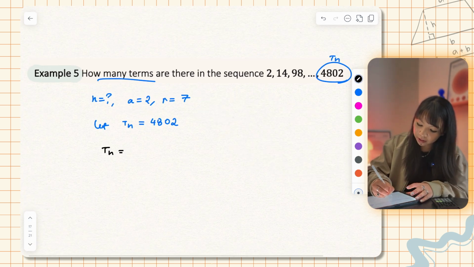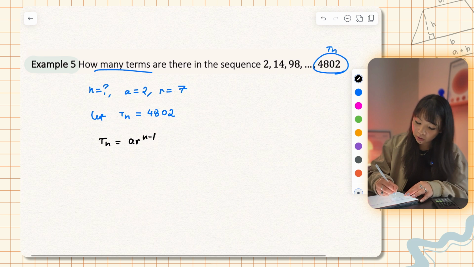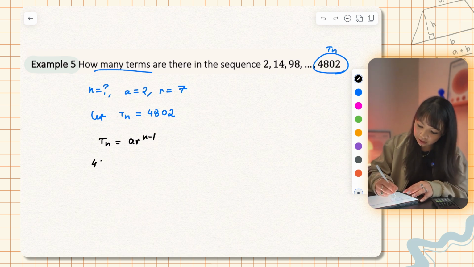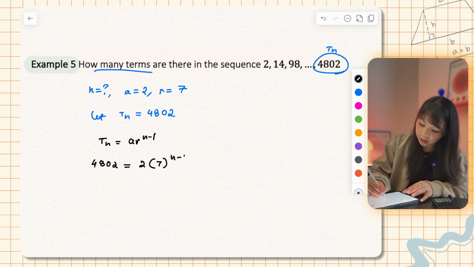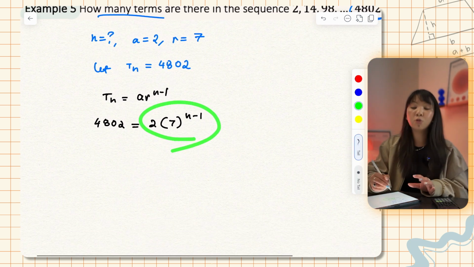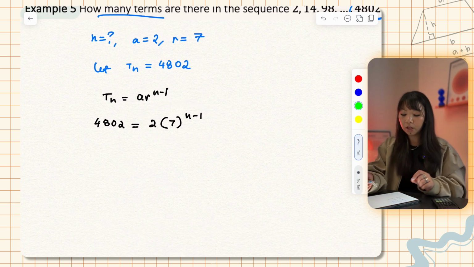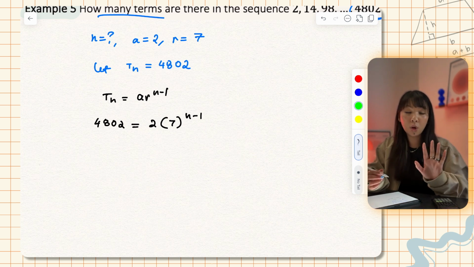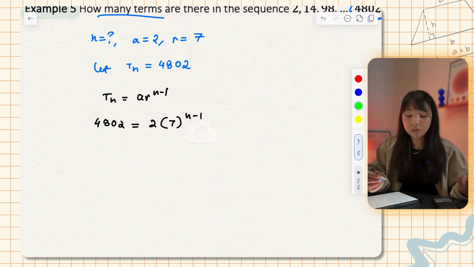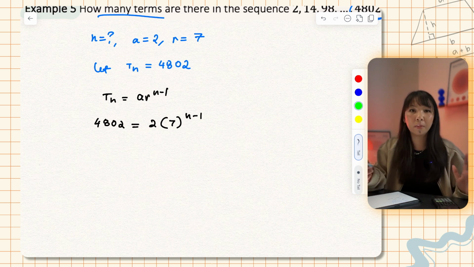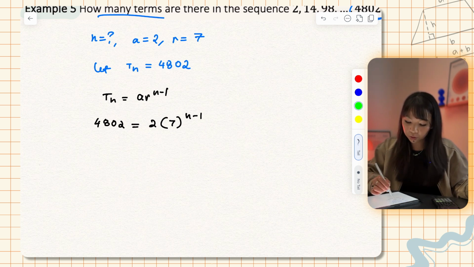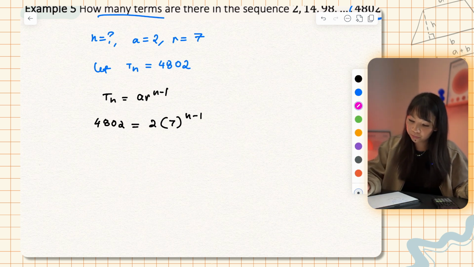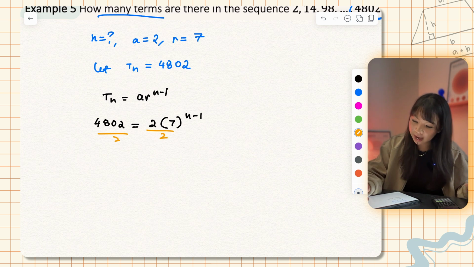So if we go ahead and plug this into the Tn formula, you're going to get 4,802 equals 2 times R to the power of n minus 1, with R being 7. And now our job is to solve for n. Now, I would always recommend to use logs. Sometimes teachers say to use trial and error. Don't really like that. Just use logs. Logs are the best. And they appear all the time in the exam, so you might as well get used to it. So let's divide this by 2, to make n the subject.